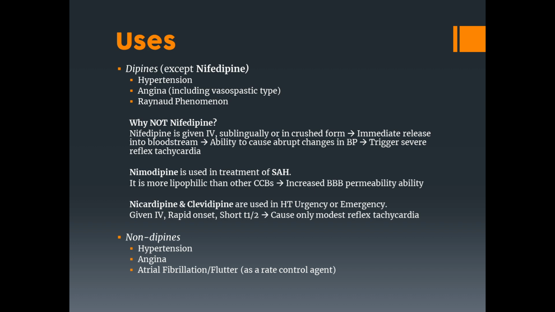Now, a little on their uses. Dipines are mainly used in hypertension, angina, and Raynaud phenomena. Now, you may notice here that the main application of the CCBs is in the cardiovascular system, because their main mechanism of action is via the arteries and smooth muscle. Now, Raynaud phenomena, I'll tell you shortly, occurs in the limbs because of peripheral vasoconstriction in response to extreme environment and extreme stimuli like cold or stressful environment.